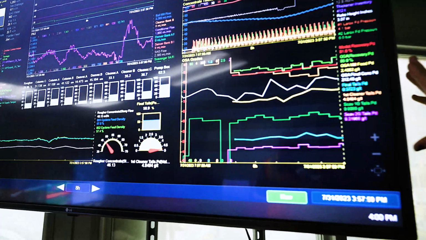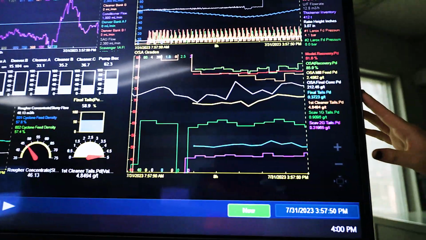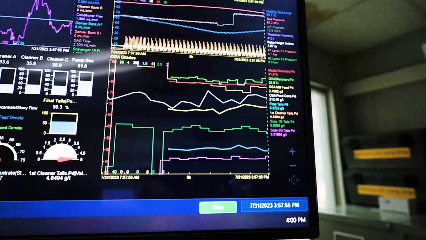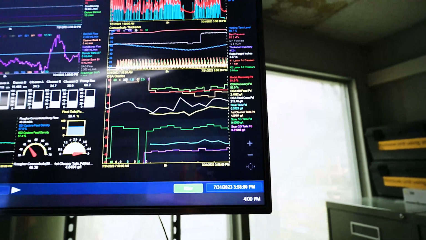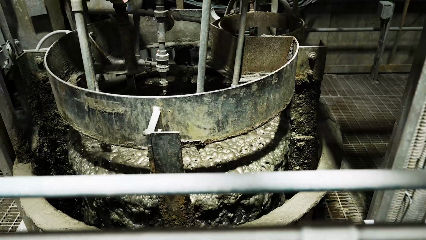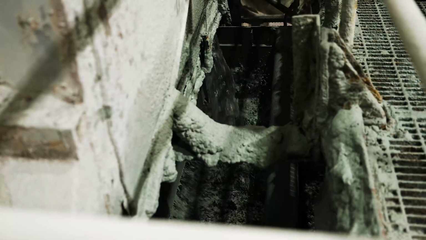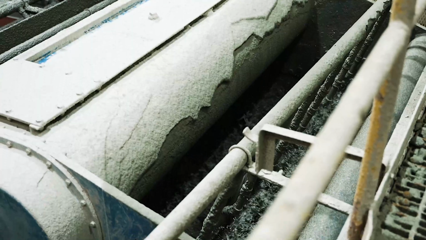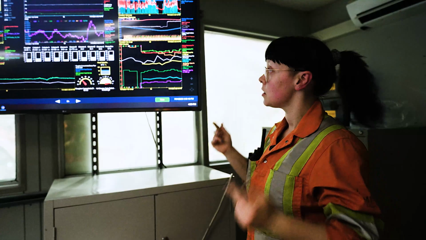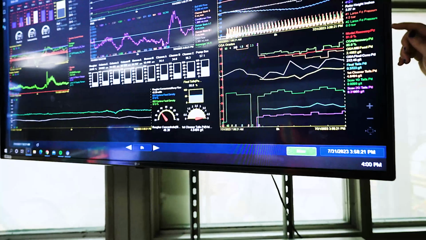On this screen here, we have what's called our OSA trends. This is basically a machine that is giving us assays in real time. We have different slurry streams going into an X-ray machine, which uses X-rays to penetrate that stream and give us the counts of the amount of particles of interest in there. We have different types of trends on this screen.